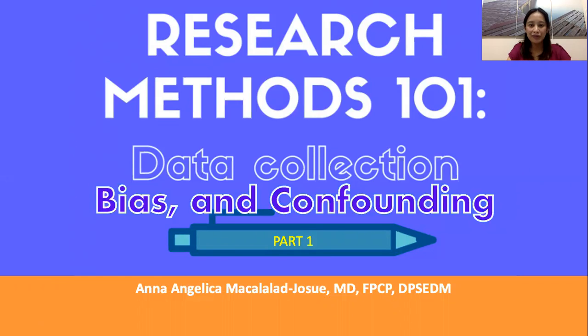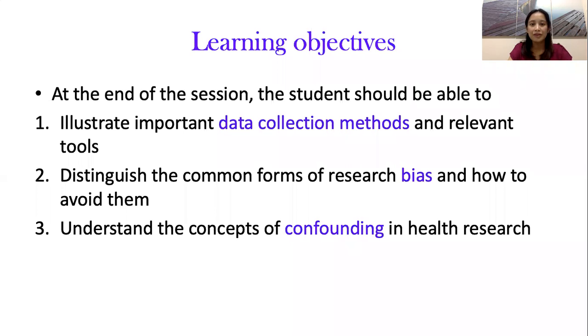So good afternoon, everyone. Today we're going to talk about a part of research methods, which is data collection. And then on the second part, we're going to discuss bias and confounding. So our learning objectives for this session are that you should be able to illustrate important data collection methods and relevant tools, distinguish the common forms of research bias and how to avoid them, and understand the concepts of confounding in health research.